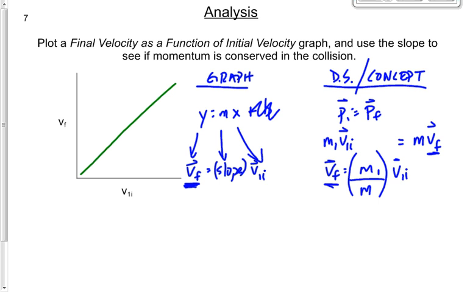Now comes not necessarily the hardest part of it, but the most important part of it. Cross off things that appear in both. VF appears in both. V1i appears in both. What am I left with? The slope is equal to m1 over m.